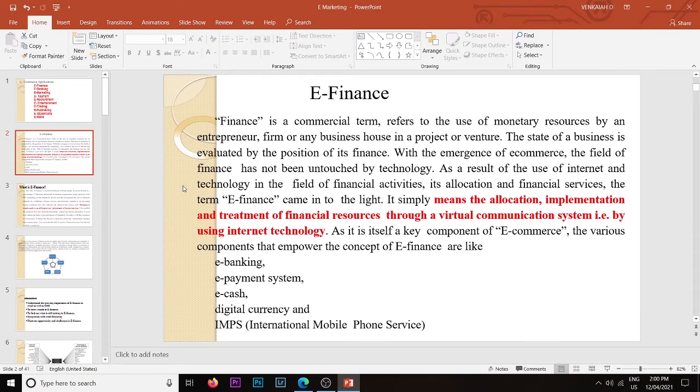Earlier, what we used to do was physical exchange of cash. Presently, in which form of cash are we exchanging? Electronic form of exchange. Okay, allocation, implementation, and treatment of financial resources. Banking, all banking services, computerized implementation, treatment of financial resources.